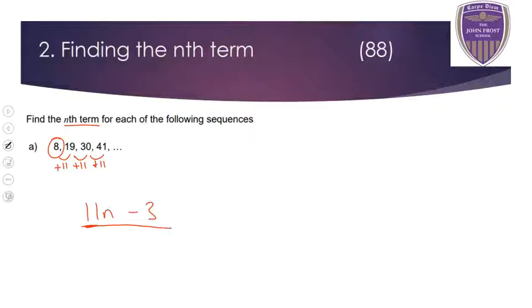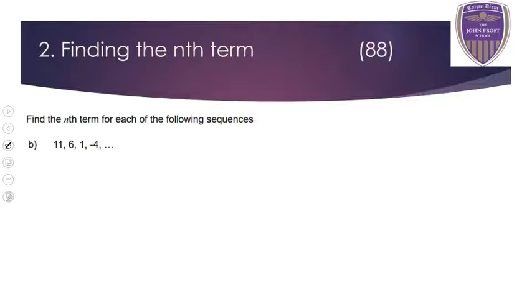And just double check that that works for one of the other terms as well. Like if I pick this term, for example, this is when n equals 4 because it's the fourth term in the sequence. So 11 times 4 is 44. Take away 3 is 41. So that works. That's the rule. Okay, so find the common difference and then work out what goes on the end of the rule afterwards.